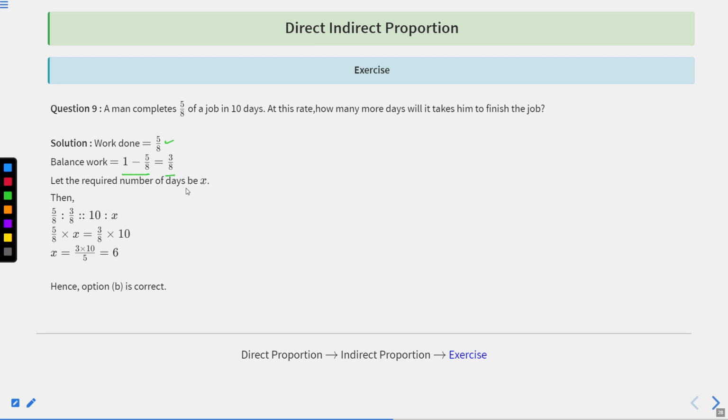So let the required number of days be x. Then 5 upon 8 is to 3 upon 8 as 10 is to x. So 5 upon 8 into x is equal to 3 upon 8 into 10, that is x is equal to 6. So the option correct here is option B.